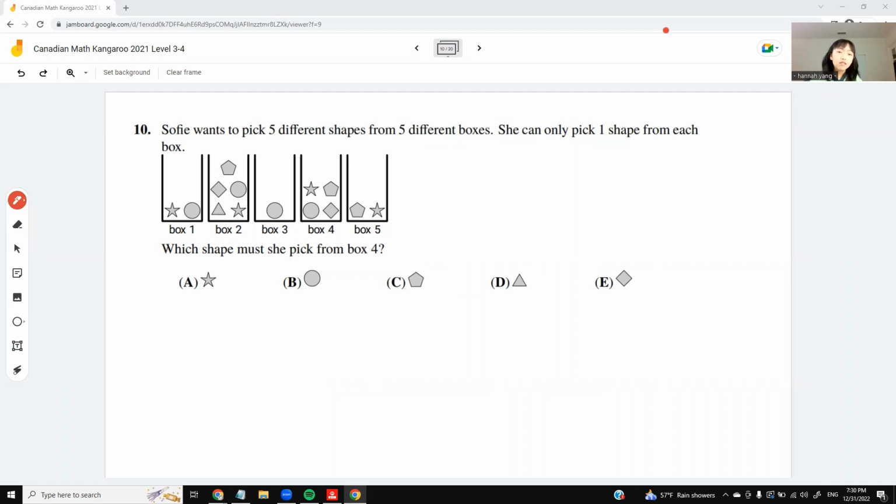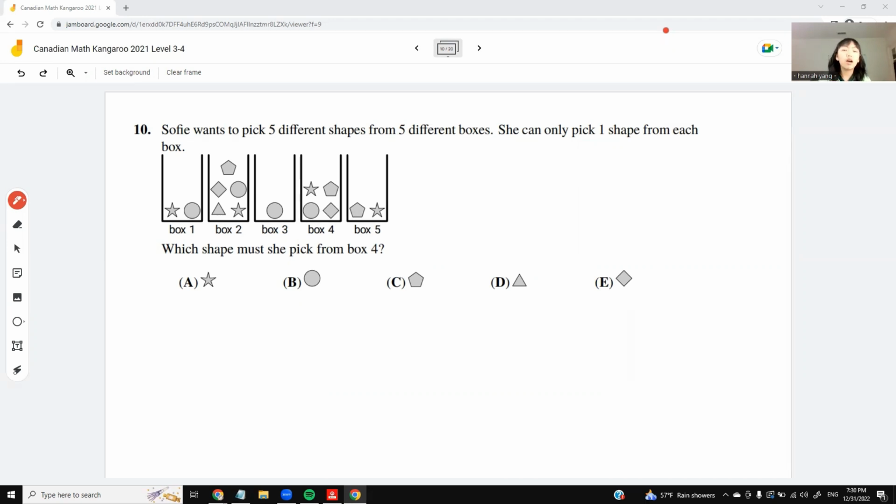Problem number 10. Sophie wants to pick 5 different shapes from 5 different boxes. She can only pick one shape from each box. Which shape must she pick from box 4? So we notice that she wants all the shapes she picks to be different. Usually one person might just go through and keep choosing randomly until they find the right solution.